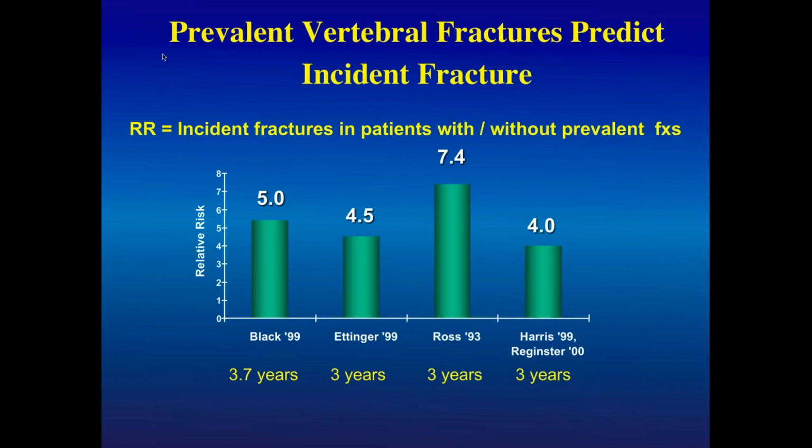We know from many of the older clinical trials looking at the placebo arm that the prevalent fracture at baseline is a very strong predictor of incident fractures. And this, of course, is common knowledge at this point, but it was based upon examination of placebo groups in many of the early osteoporosis clinical trials.